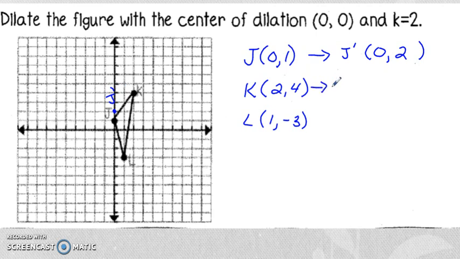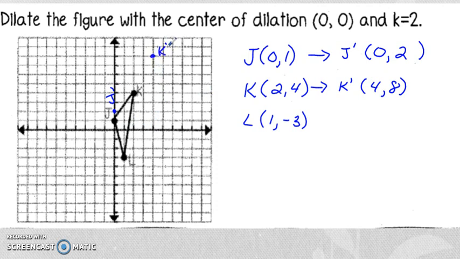K starts at 2, 4. Therefore, K prime: 2 times 2 is 4, 4 times 2 is 8. 1, 2, 3, 4, and 1, 2, 3, 4, 5, 6, 7, 8.